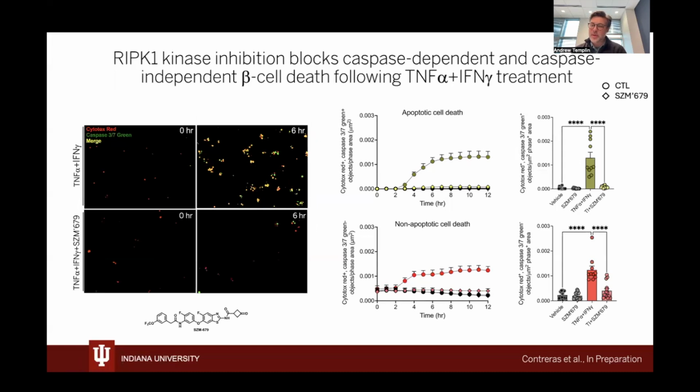We performed a similar set of experiments in control cells using our small molecule RIP1 kinase inhibitor, SCM, and basically found the same thing. So we were able to abrogate the cytokine-induced cell death with RIP1 kinase inhibition, both apoptotic cell death and non-apoptotic cell death.